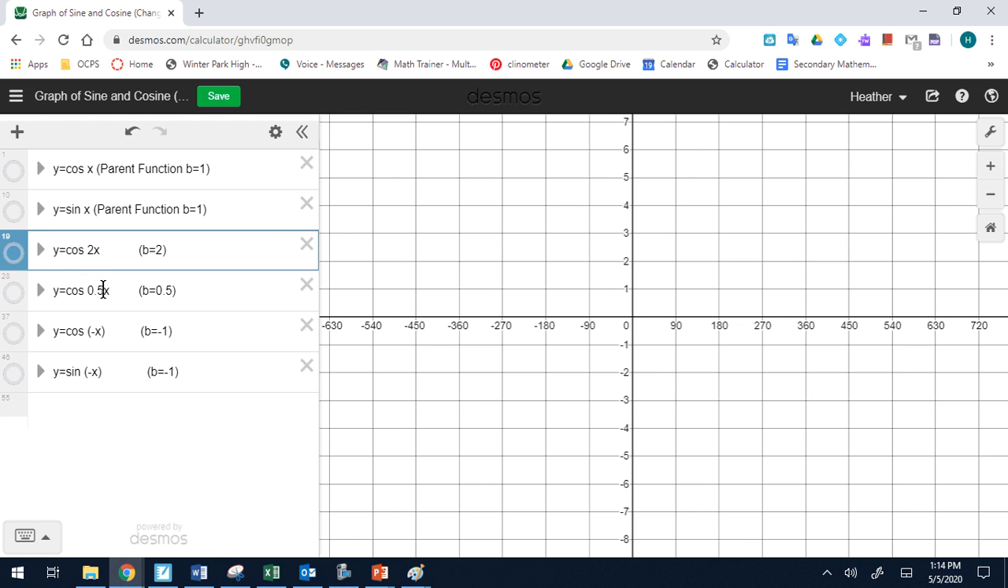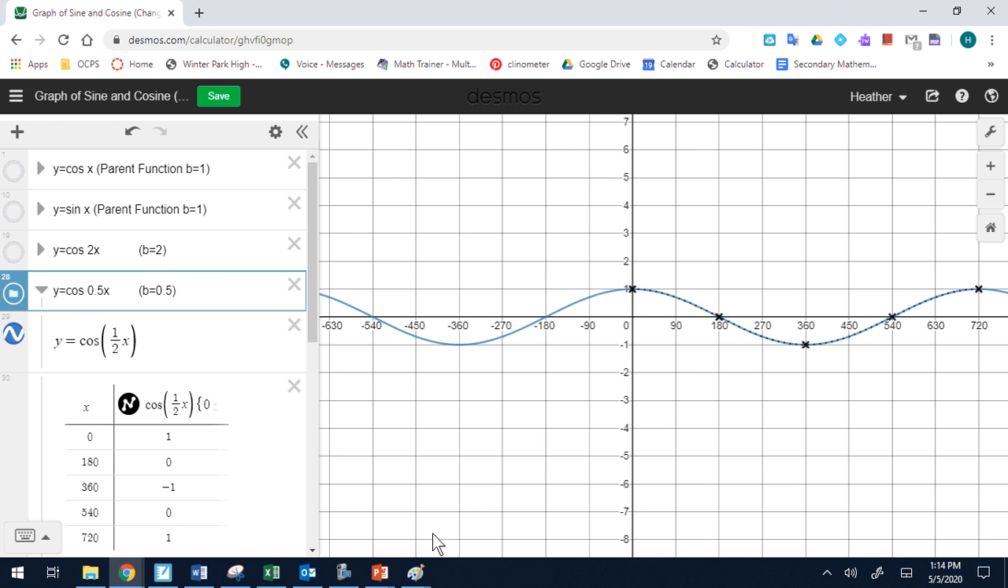Now, let's look at cosine of 1/2 x. So there's cosine of 1/2 x. Again, comparing to the parent function. This time I only have half of the cycle in that 360 degrees. Only half of it. So we have 1 full cycle in 360 times 2, or 720 degrees. So this one, when b is less than 1, this one is a horizontal stretch. So it's like you grabbed the graph from this side and pulled out.